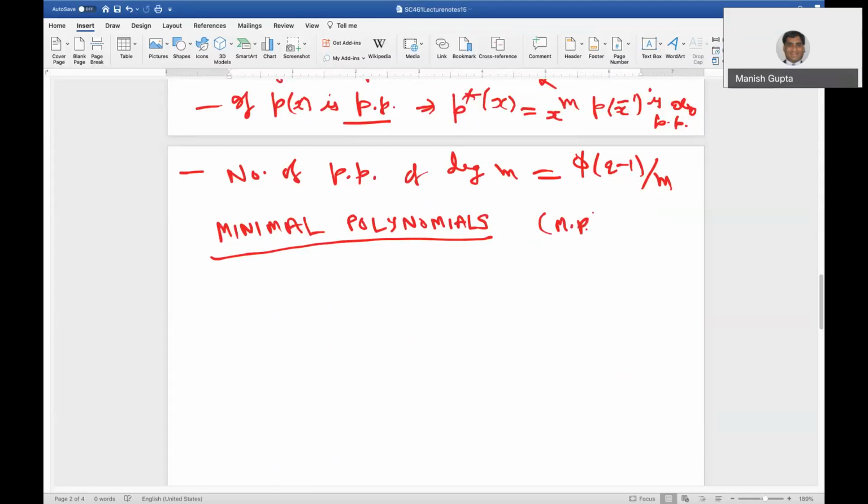So there are two kinds of polynomials. We saw primitive polynomials, and now we are going to talk about minimal polynomials. What is a minimal polynomial?